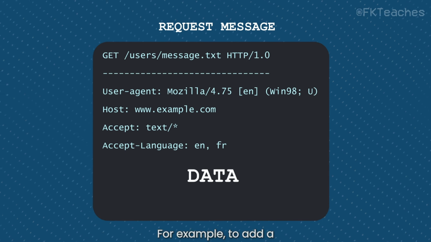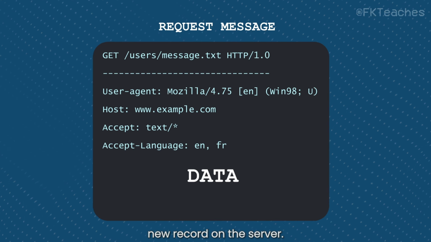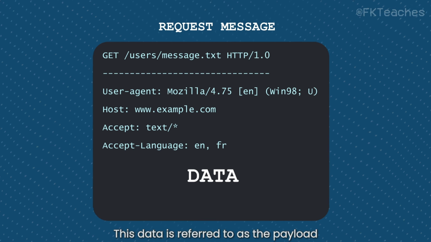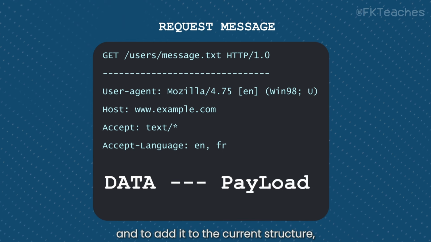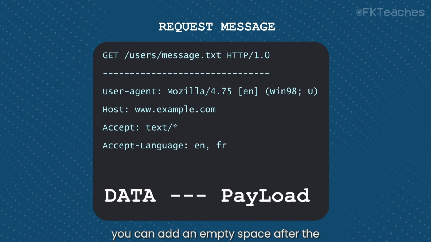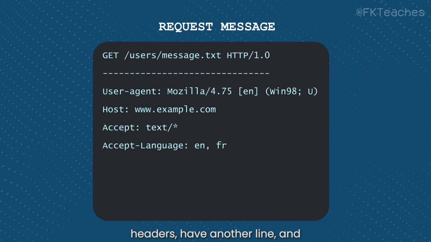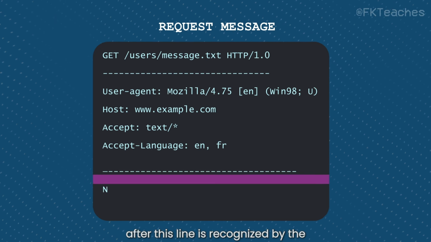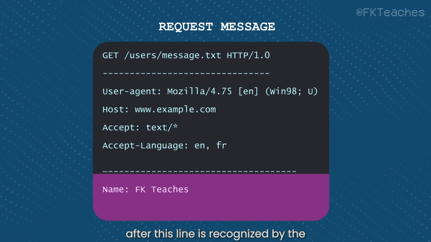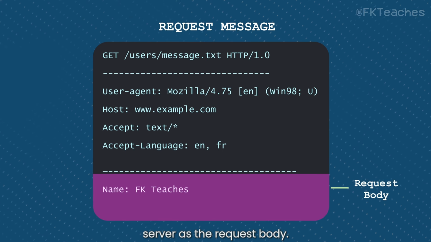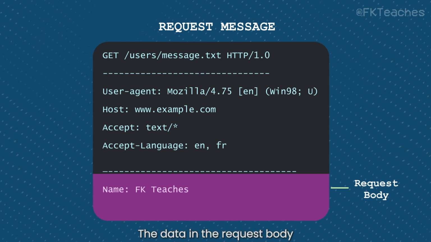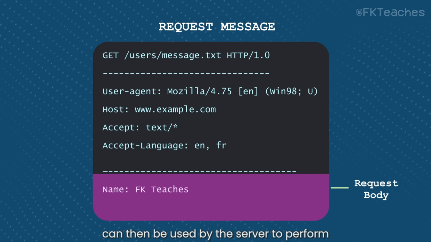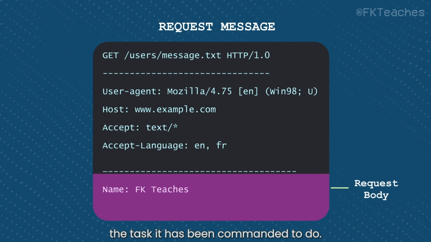For example, to add a new record on the server. This data is referred to as the payload, and to add it to the current structure, you can add an empty line after the headers, and everything that follows after this line is recognized by the server as the request body. The data in the request body can then be used by the server to perform the task it has been commanded to do.